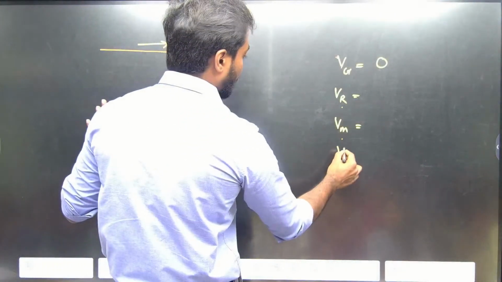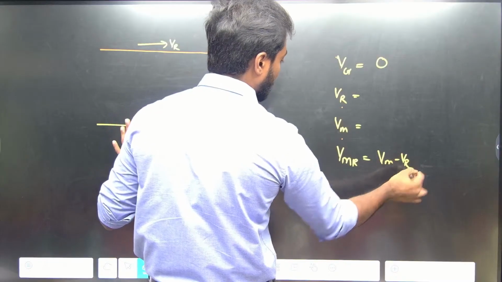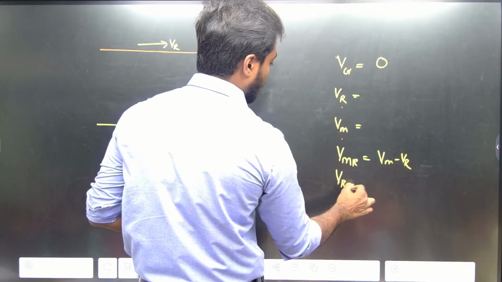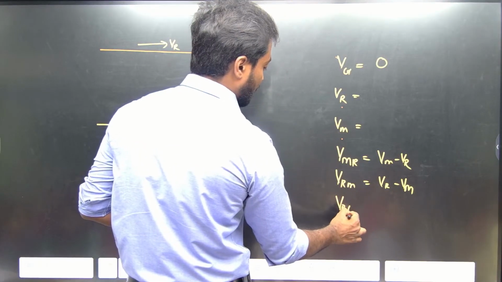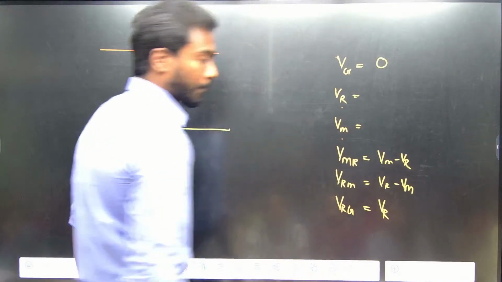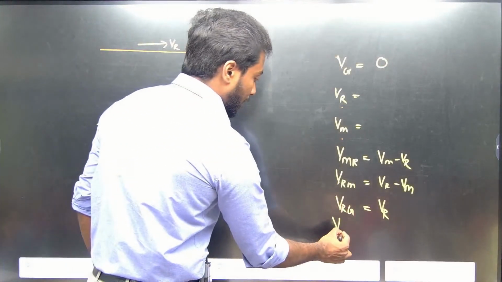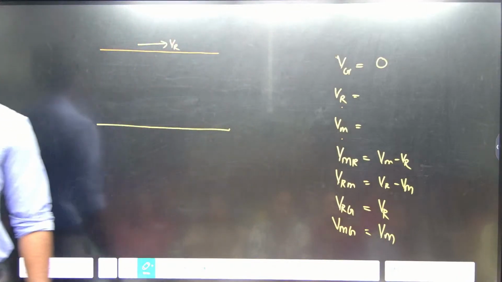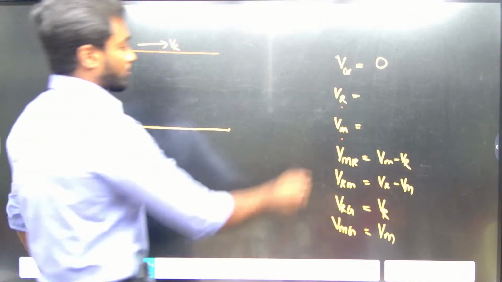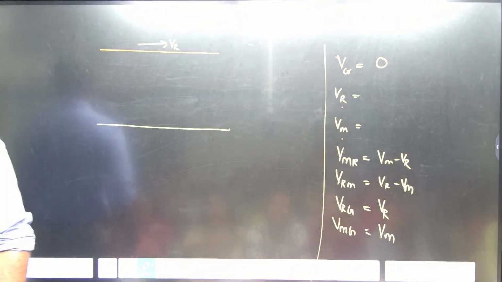If I talk about velocity of the man with respect to river, it is Vm minus Vr. Velocity of the river with respect to man is nothing but Vr minus Vm. Velocity of the river with respect to ground is nothing but velocity of the river only. Yes or no? Ground is 0, no? Or if I talk about velocity of the man with respect to ground also, it is velocity of the man only. So you should be clear about these terms when they are given in the question.